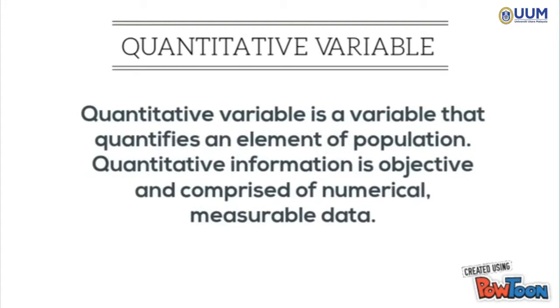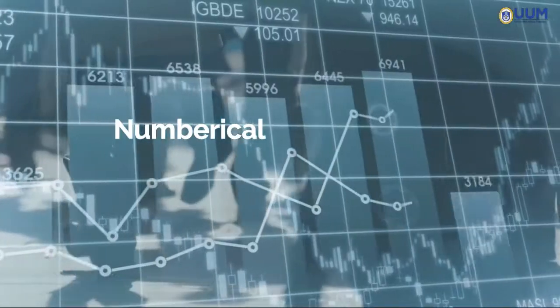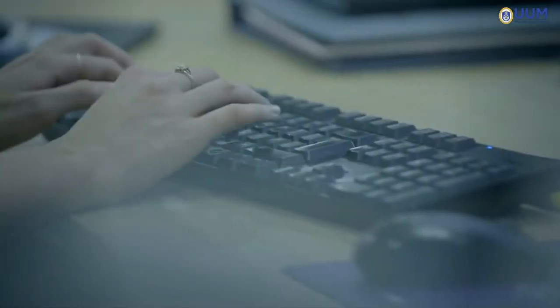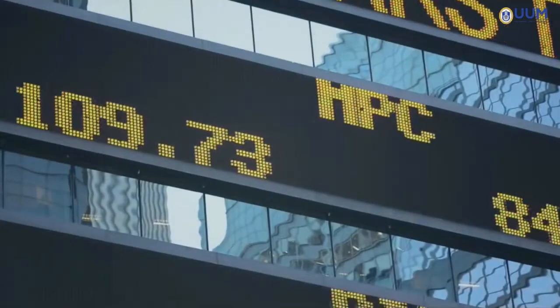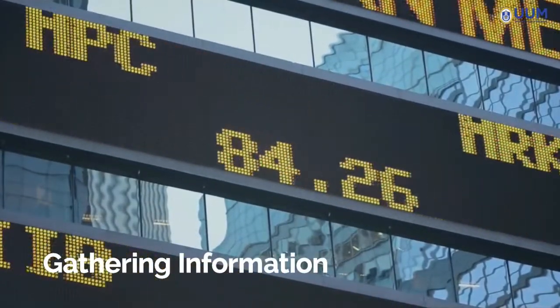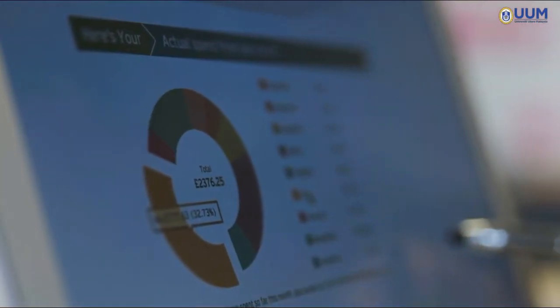Quantitative information is objective and comprised of numerical, measurable data. Quantitative variable can be represented in numbers alone and is best for gathering information. This kind of data is very useful when trying to get an overall performance of the company.